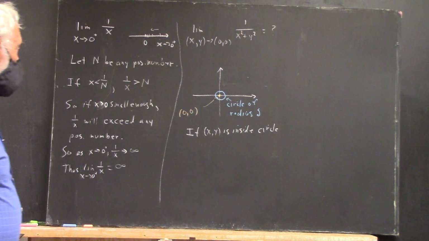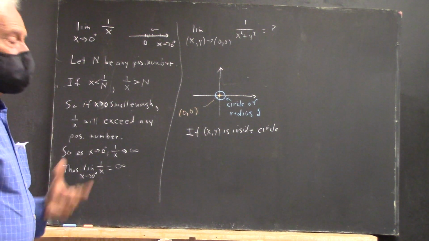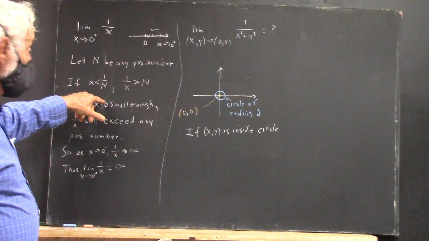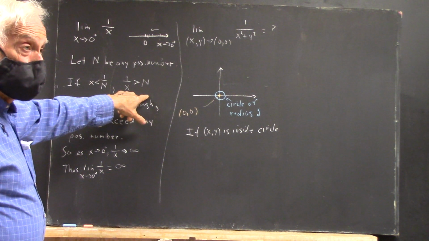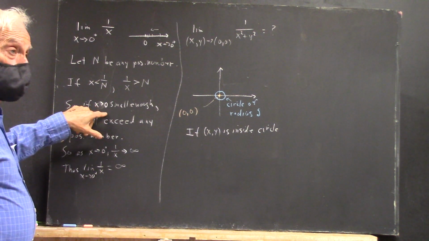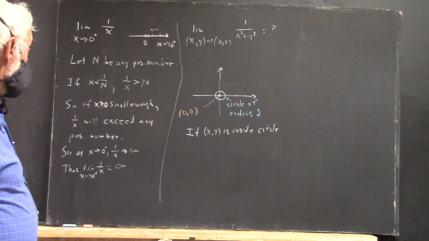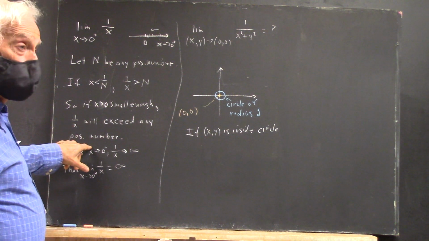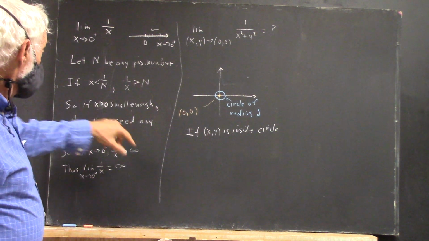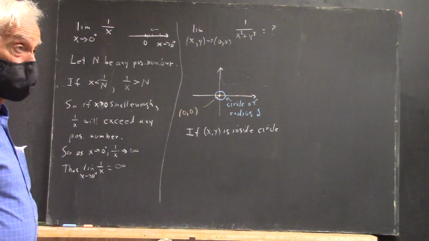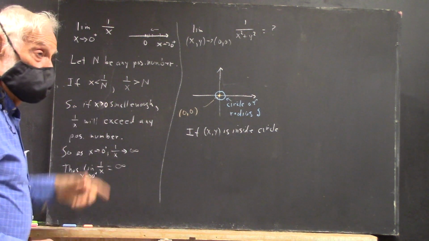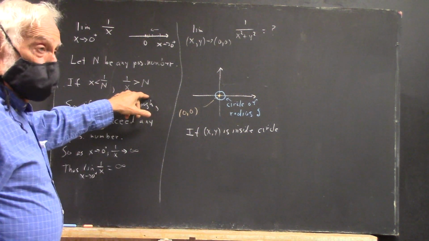To make that a little more rigorous, just let n be any positive number. If x is less than 1 over n, then 1 over x is bigger than n, right? So if x, a positive number x, is small enough, 1 over x will exceed any positive number. Okay? By small enough, if we want to exceed big N, we just let x be less than 1 over n. Simple. It can be as much less as we want. Or it can be as close as we want to 1 over n. Doesn't matter. The reciprocal is going to be bigger than n.